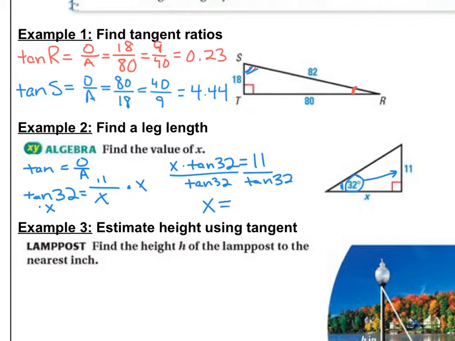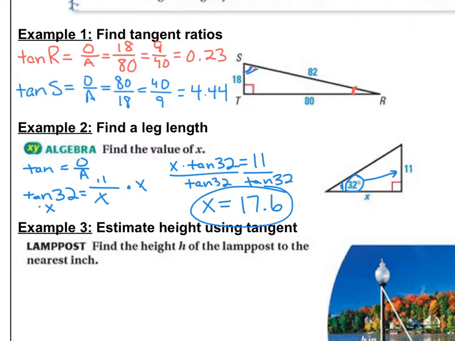In your calculator, you'll see a sine, cosine, and tangent button, and you will just do 11 divided by the tangent of 32, which will give us an approximation of roughly 17.6. You can round it right there. If we were looking to find all sides of this triangle, you could find the hypotenuse by using the Pythagorean theorem. But that's how you would figure out a side length as long as we have one angle measure and one side measure.